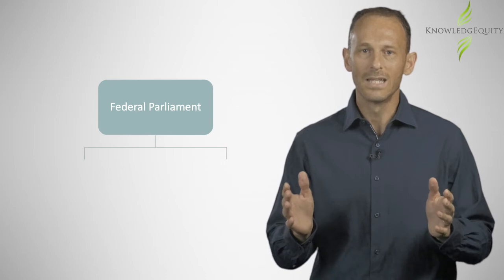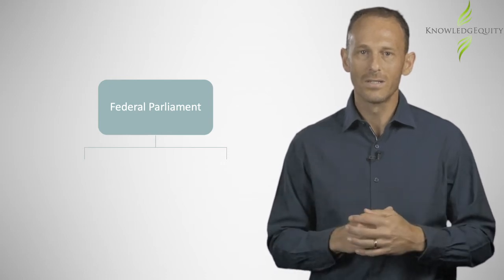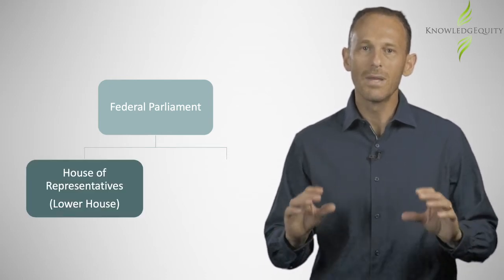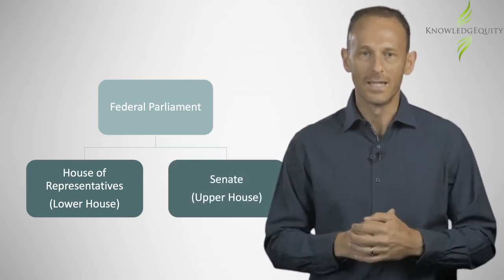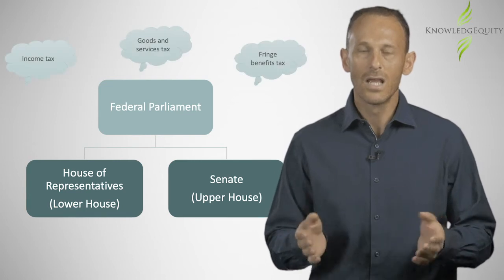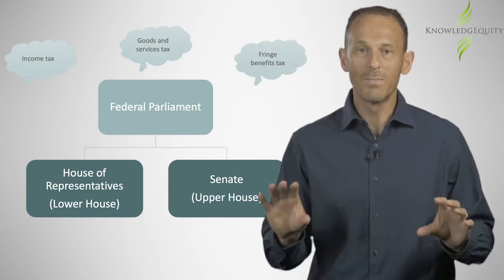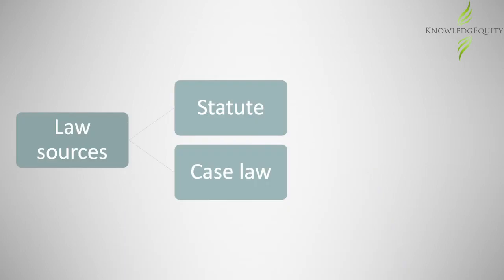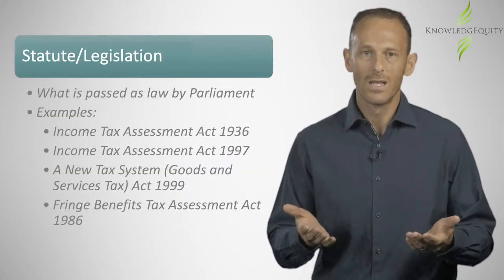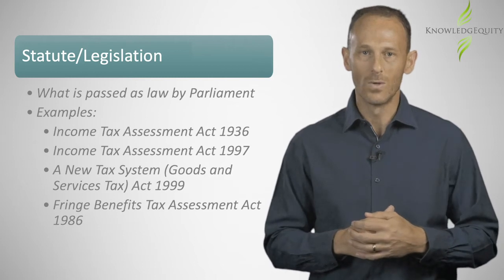The federal parliament contains two elected houses. The first is the lower house, being the House of Representatives. The second is the upper house, being the Senate. Income tax, the goods and services tax, and the fringe benefits tax are all governed by the federal government. In general, such tax laws have two main sources, statute and case law. The first main source of law is statute, also called legislation, which is what Parliament has passed as law.